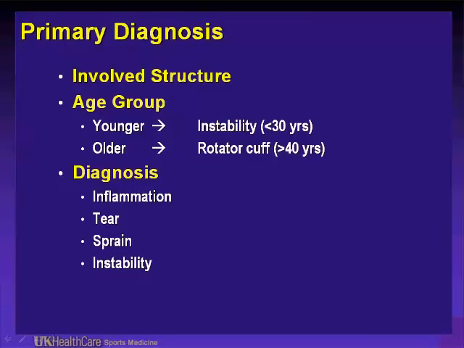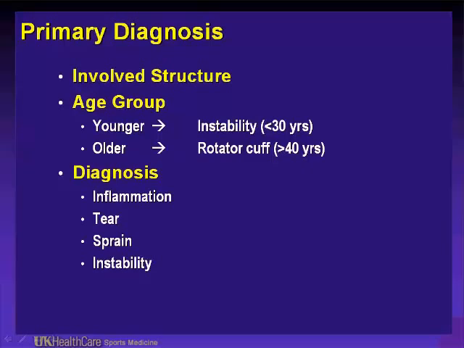We can go with certain odds. In age groups less than age 30, most likely the diagnosis is going to be initially instability as a primary diagnosis. They may end up having rotator cuff weakness, but the primary diagnosis or the underlying problem is most likely instability or something to do with the capsule or the labrum, such as a SLAP tear. 50% of SLAP tears have instability.